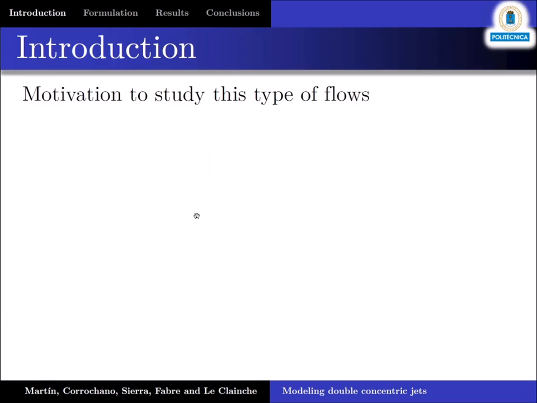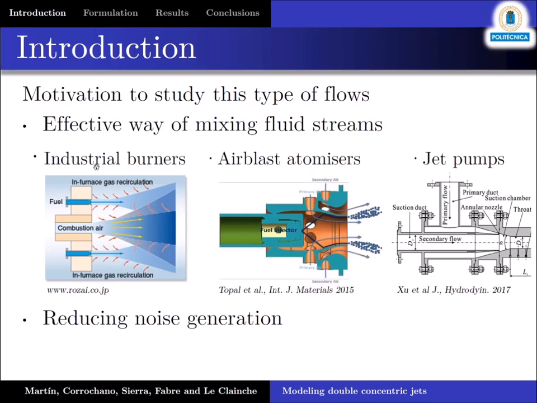Let's start with the motivation to study this type of flows. Why are they important? Well, they can be found in several industrial applications as an effective way of mixing fluid streams. For example, industrial burners, air blast atomizers, and jet pumps. All of them present this concentric jets configuration, a center jet surrounded by an annular jet. These flows can be found as well as a way of reducing noise in technological applications.